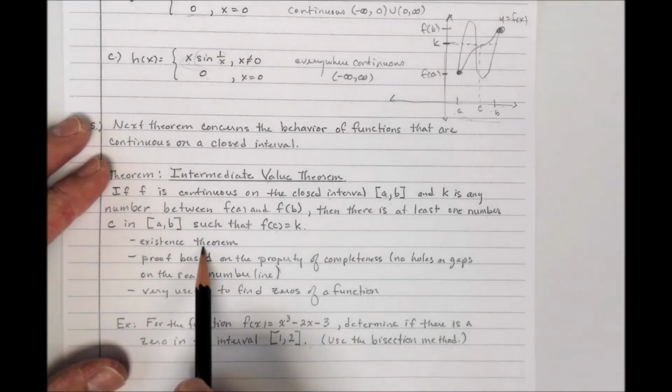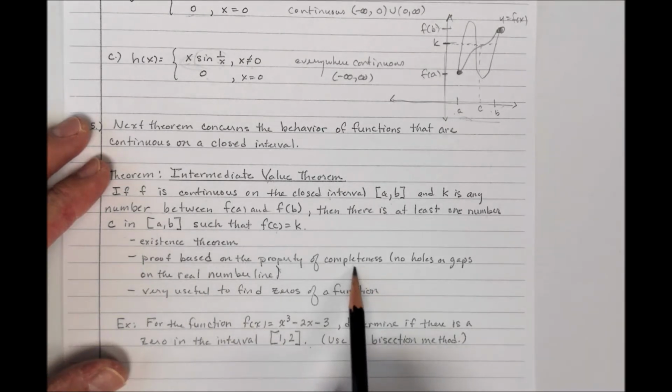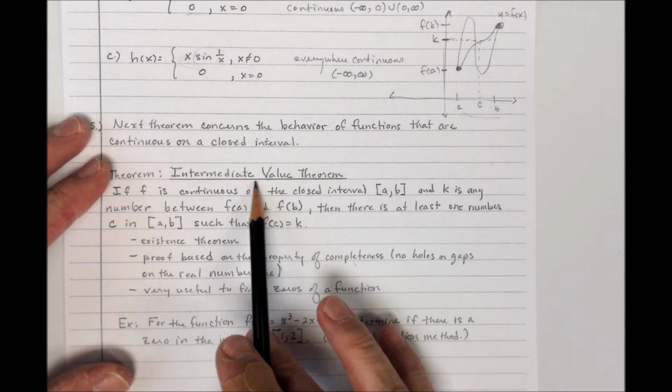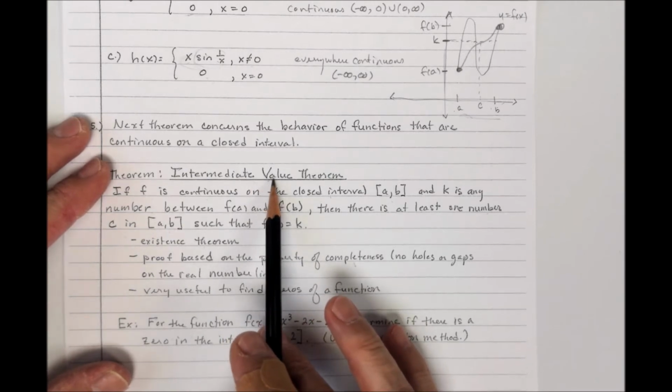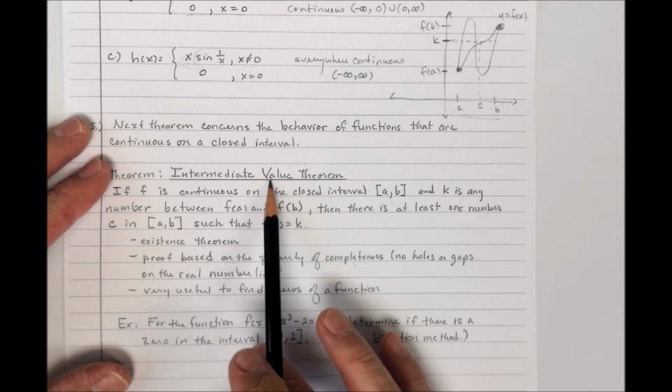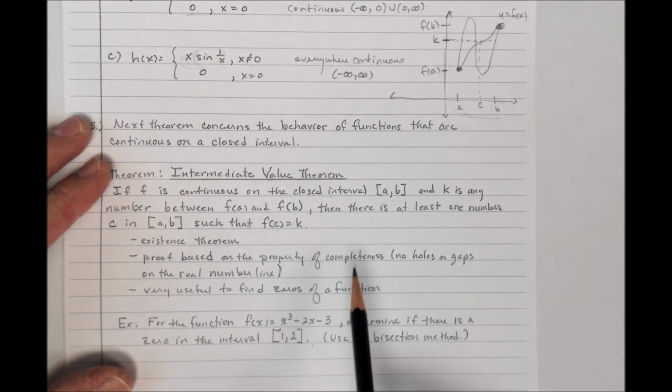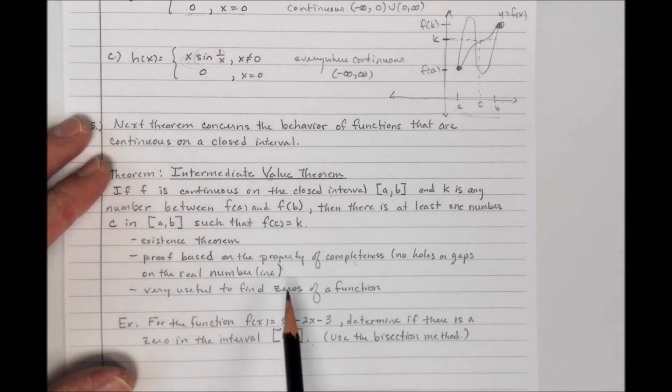So this is clearly an existence theorem, and it's based on the property of completeness, which means there's no holes or gaps on the real number line. And it's very useful to find zeros of a function. I always like to tell students that when I was a freshman in high school, my first day in high school, I was about the shortest kid in the class. I was 5 foot tall. And by the time I graduated high school, I was 6 foot tall. So somewhere between my freshman year first day and graduation day my senior year, I had to have been 5'6". Even if it was just for an instant, I had to be 5'6", because my growth was continuous.